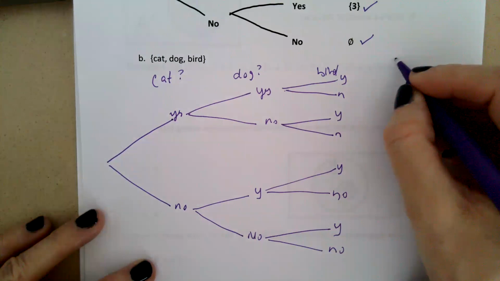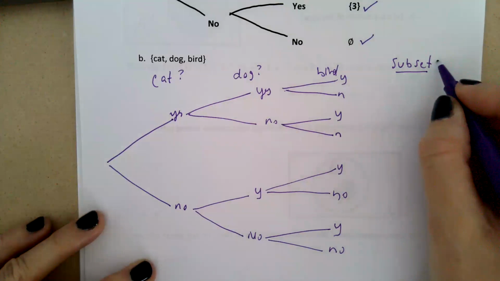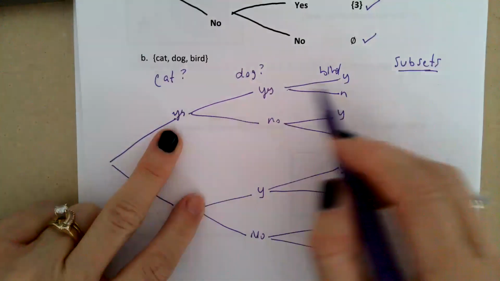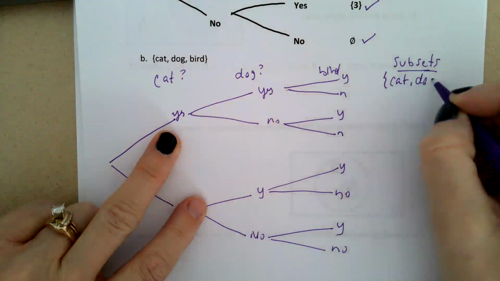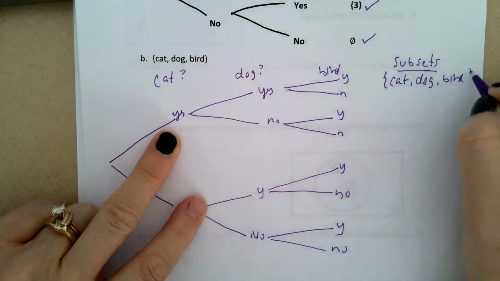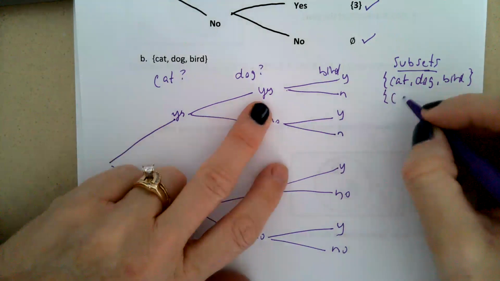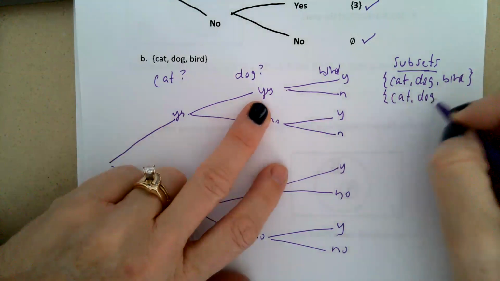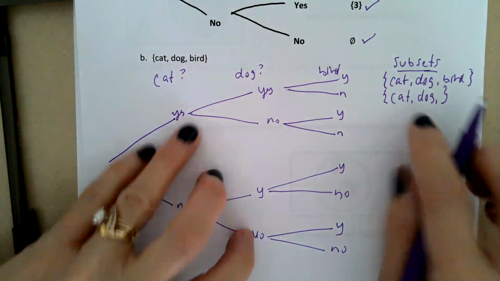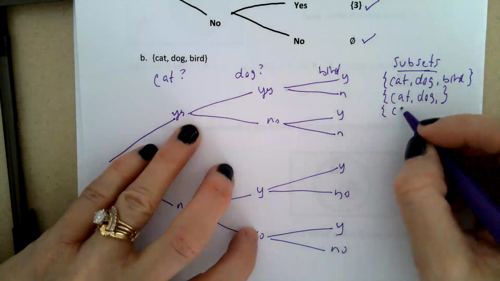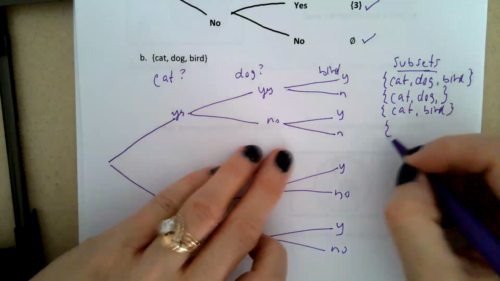So here are the subsets. We have cat, dog, and bird. They're all a yes. We have cat, dog, and no bird. So just cat and dog. Then we have cat and just bird. And then we have just cat.